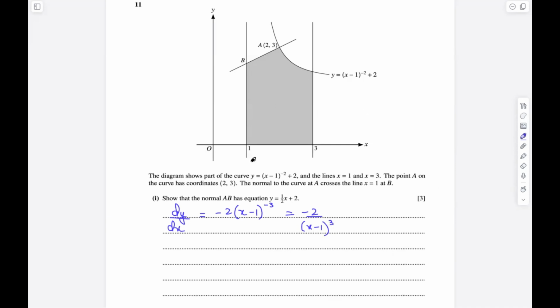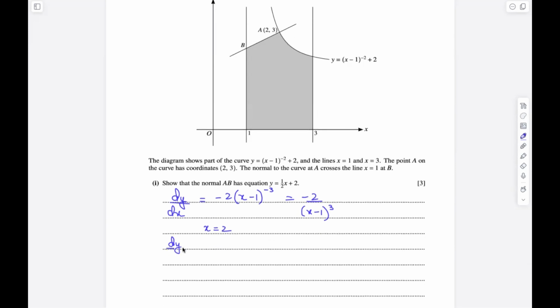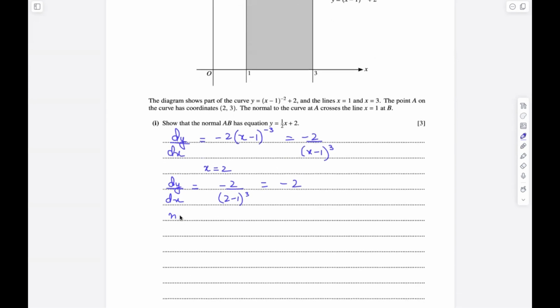At point A, the x value is 2. So when x equals 2, dy/dx will be minus 2 upon (2 minus 1) whole cube. So 2 minus 1 is 1, and minus 2 divided by 1 will be minus 2. Now this dy/dx represents the gradient of the tangent, so that is minus 2.